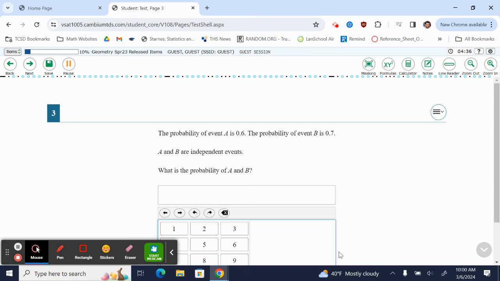Geometry OST Spring 2023 release date test items number 3. It says the probability of event A is 0.6. The probability of event B is 0.7. A and B are independent events. What is the probability of A and B?